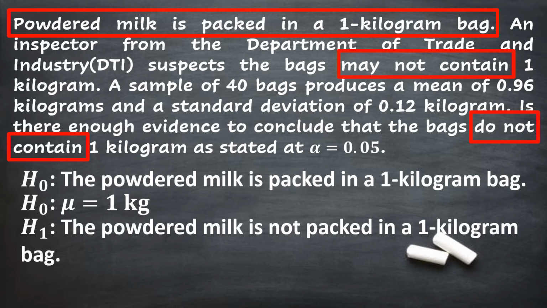Again po, we cannot write the alternative hypothesis as greater than or less than 1 kilogram because it is not stated in the problem that it is greater or less than 1 kilogram. It just states that it may not contain a 1 kilogram bag. And then the mathematical statement for the alternative hypothesis is the population mean is not equal to 1 kilogram. Since we don't know if it is greater or less than, we just use the unequal symbol.